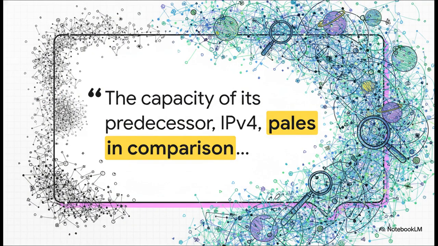So the number of new addresses this creates is, well, it's almost impossible to wrap your head around. It's 340 undecillion. That's 340 trillion unique addresses. To put that in perspective, you could assign an IP address to every single atom on the surface of the Earth and still have enough left for 100 more Earths.